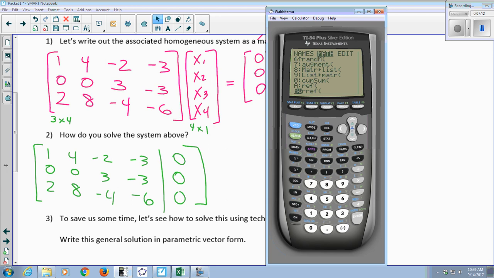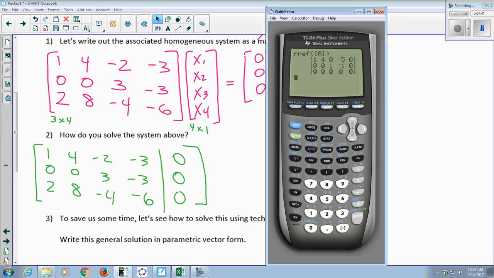It's RREF for reduced row echelon form. You press enter, and it comes up on your home screen. It's saying RREF what? What do you want me to RREF? And you have to say matrix A. So you go back into your matrix menu, and in the names menu, choose matrix A. Close your parentheses, hit enter, and it gives you your RREF'd matrix.